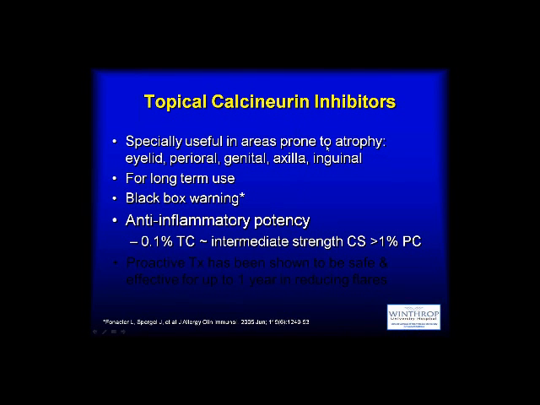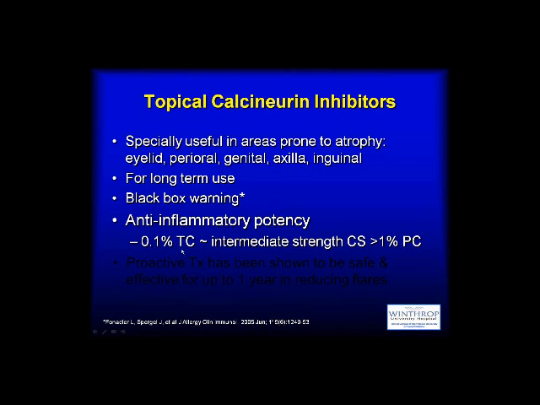What about topical calcineurin inhibitors? They are especially useful in areas that are prone to atrophy, which is where your steroids will be contraindicated, such as eyelid, perioral, genital, axilla, and inguinal area. It has been long-term used. Yes, there is still the black box warning, but prospective and long-term studies did not seem to support the fact of malignancy with topical calcineurin inhibitors. Regardless, the FDA still left that warning on.